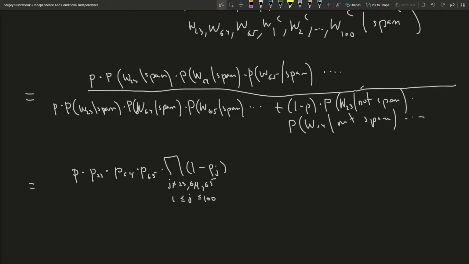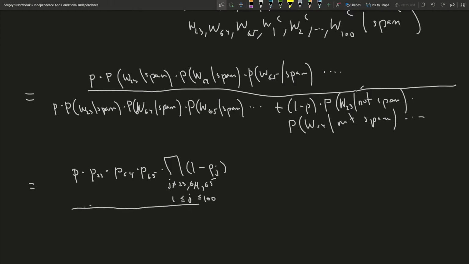So in other words, this is the probability that the 23rd word occurs given spam, times the 64th word occurs given spam, times the 65th word occurs given spam, and then the remaining terms in the product are the probabilities that the jth word doesn't occur in the email, given that it is spam. And which words are those? All the words that are not the 23rd, 64th, or the 65th words.